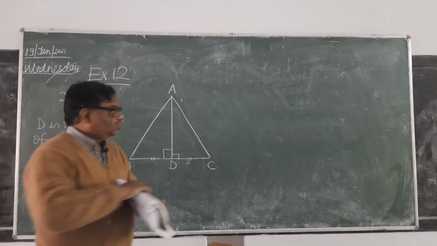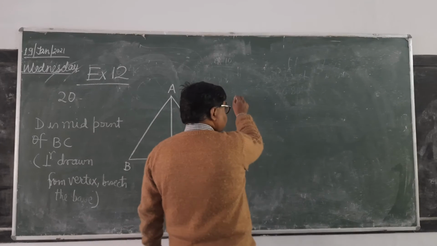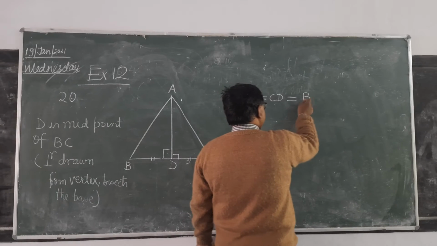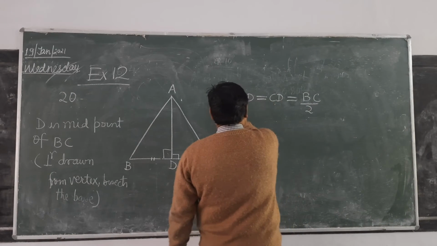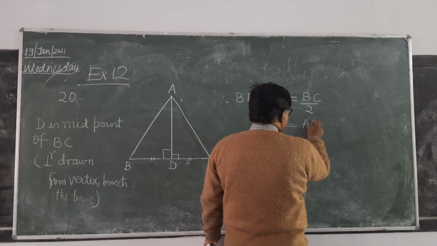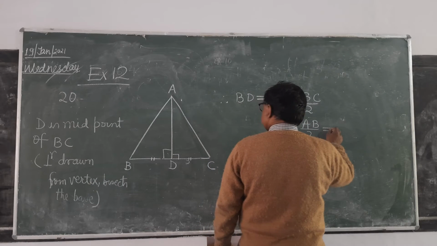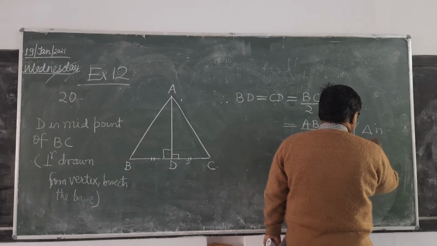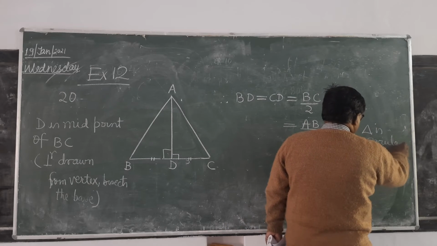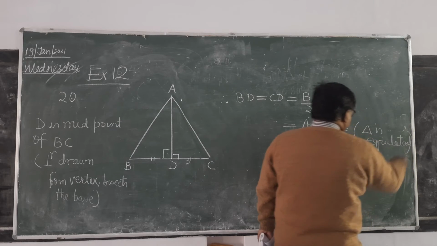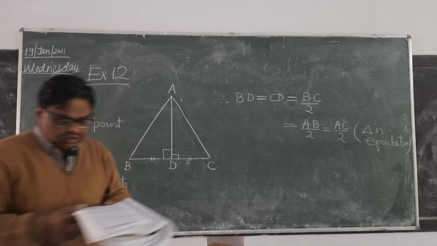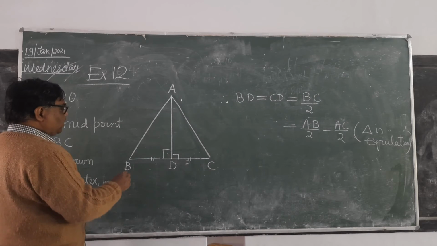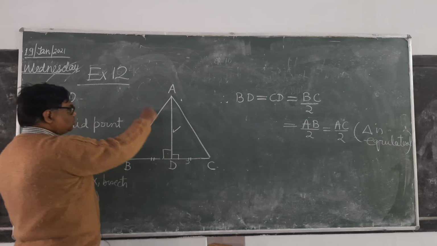It is clear? So here you can write BD equals CD equals BC upon 2. And then here you write down AB upon 2 equals AC upon 2, as the triangle is equilateral. It's clear. That's why it will be equal to that also. Now you have to prove 4AD square equals 3AB square. 4 times AD square equals 3 times AB square.